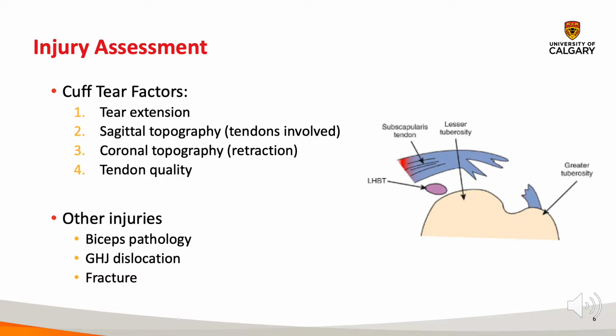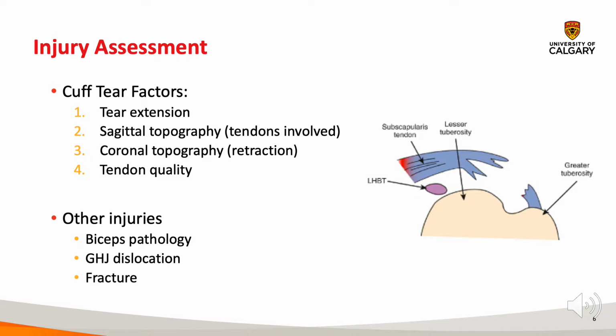Some important factors to consider when assessing acute rotator cuff injuries, or any rotator cuff tear, include the extension of the tear, the topography in both the sagittal and coronal planes. This would involve assessing the number of tendons involved, as well as the degree of tendon retraction, and then lastly the tendon quality as well, which we previously mentioned is typically pretty good in the acute tear.